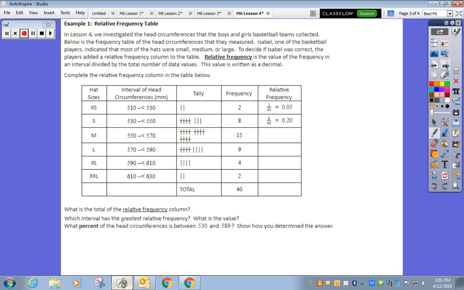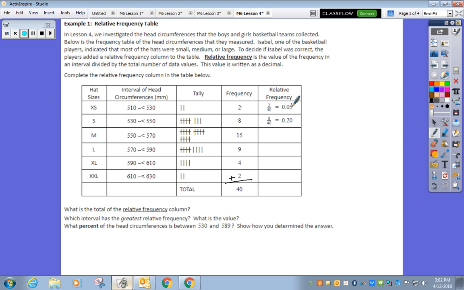Okay, so in order to do this, you first have to find the total number of pieces of data, which we've done previously. And to do that, you start by taking your frequency column and adding them all together. So when we add those all together, we get 40. To find the relative frequency, what we are going to do is take the frequency and put it over the total. So 2 out of 40 were extra small. 2 out of 40. I'm then going to turn that into a decimal.